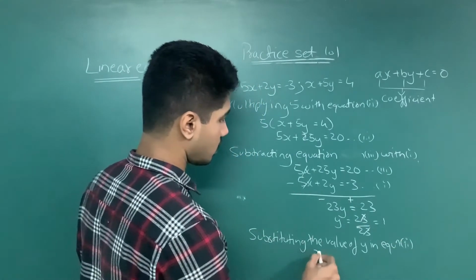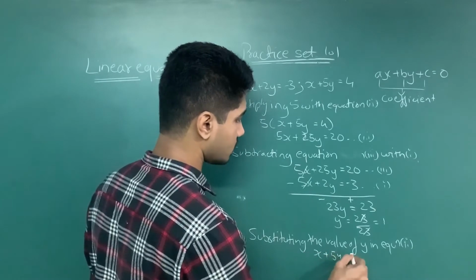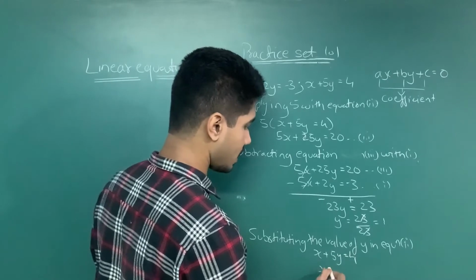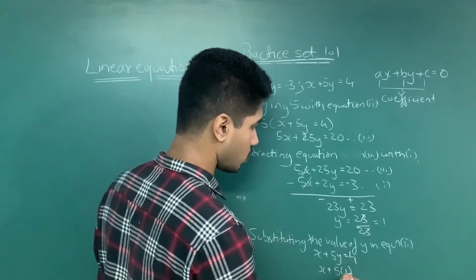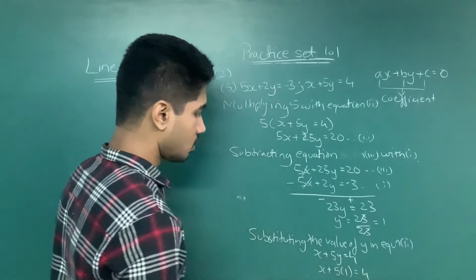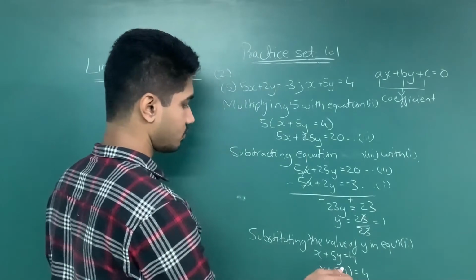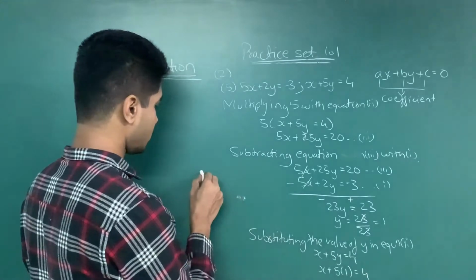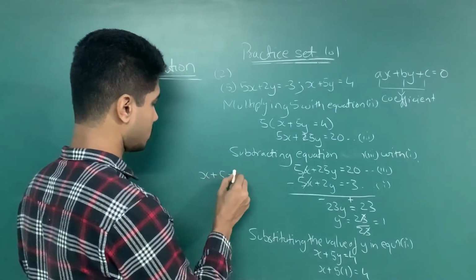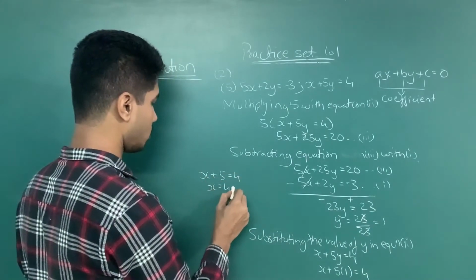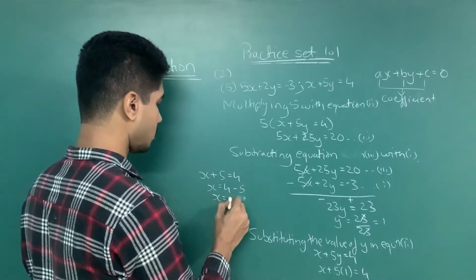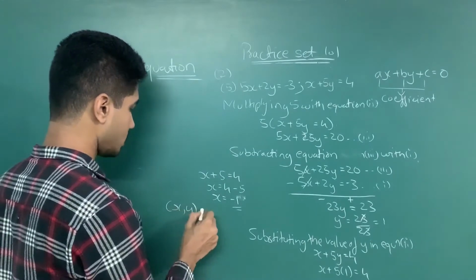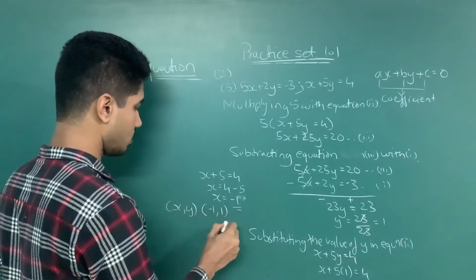So x plus 5y is equal to 4. So in the place of y, I'll write 1. So 5 into 1 gives me 5, and you shift that side, you get 4 minus 5. So x plus 5 is equal to 4. x is equal to 4 minus 5, which is nothing but minus 1. So the solution is x comma y, that is minus 1 comma 1.